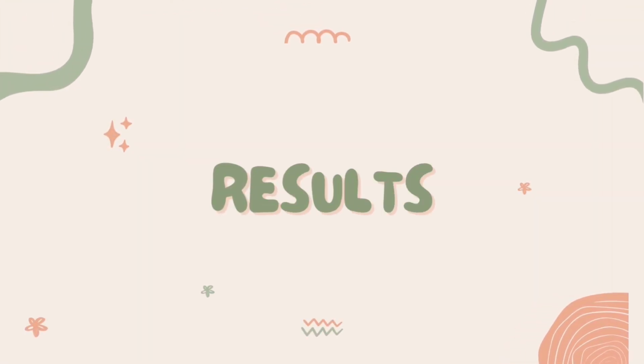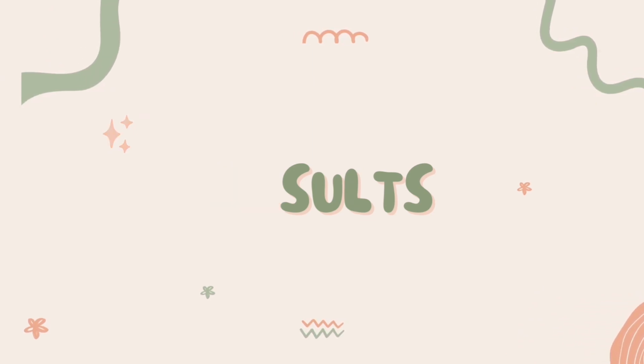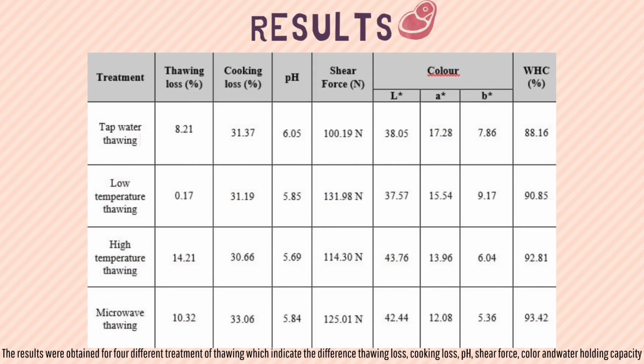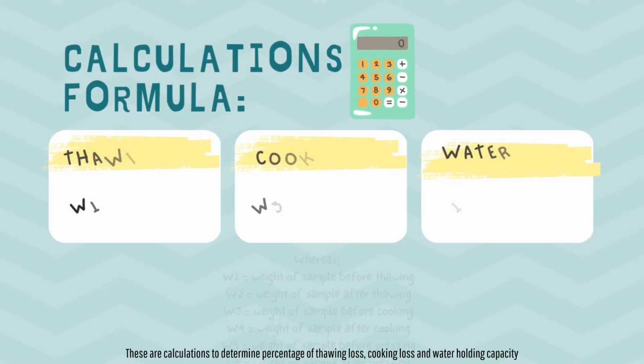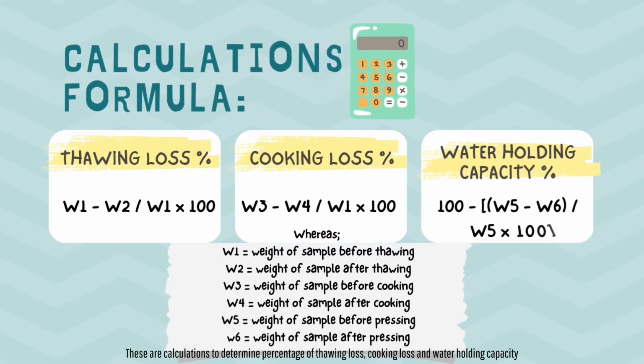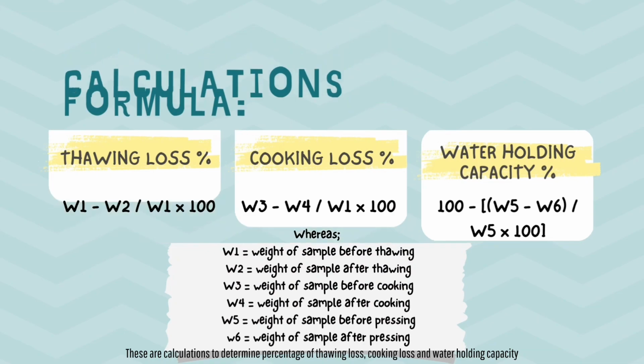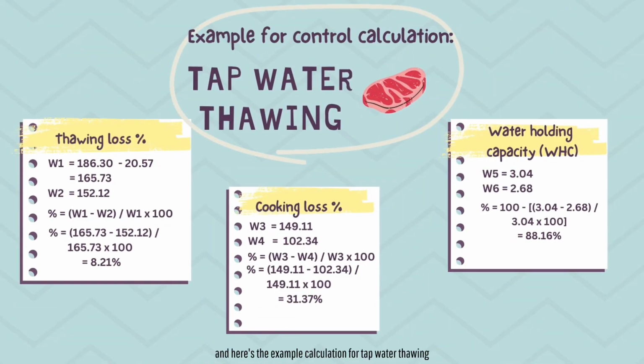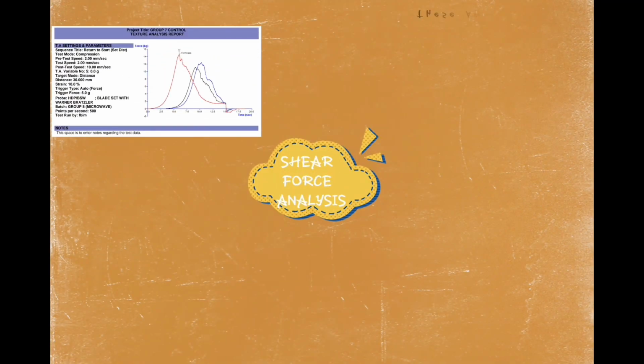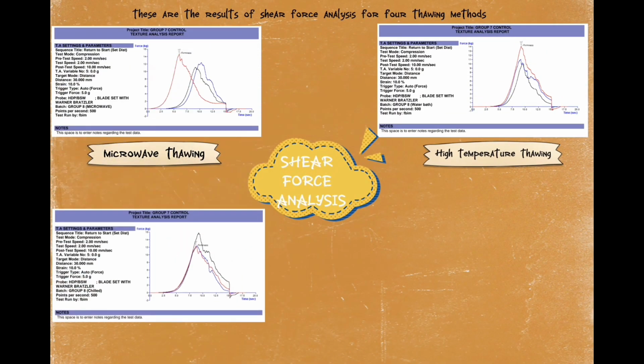The next part is the result of the experiment. The results were obtained for 4 different thawing treatments, which indicate the differences in thawing loss, cooking loss, pH, shear force, color, and water holding capacity. These are the calculations to determine the percentage of thawing loss, cooking loss, and water holding capacity. And here is the example calculation for tap water thawing. These are the results of shear force analysis for thawing methods.